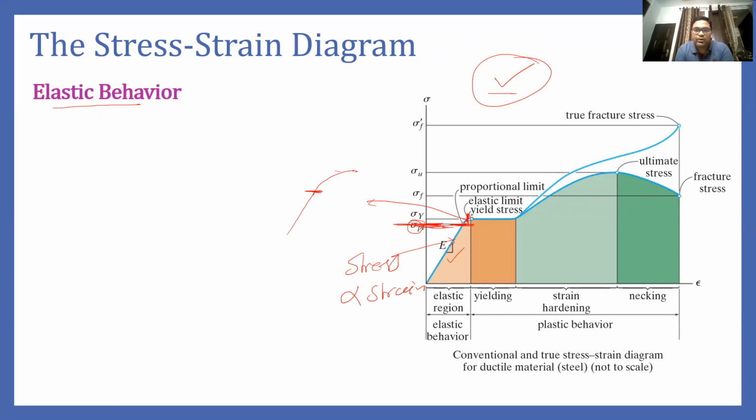Now, if we apply a load higher than the sigma PL value, in that case, if we remove the load, the material may not regain its shape instantly, but it may take some time to regain it. That is why we say that up to this point, the material will behave elastically. The region shown here in light orange is where our material will behave elastically.